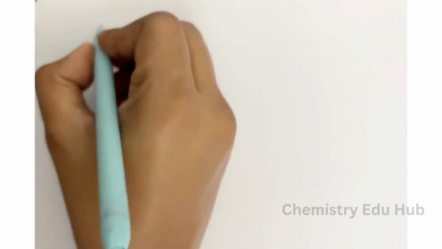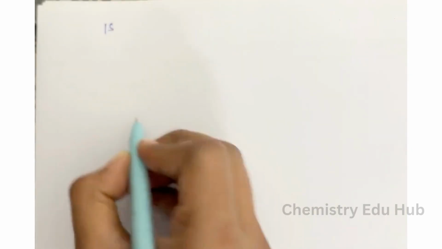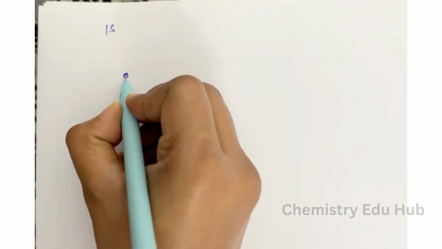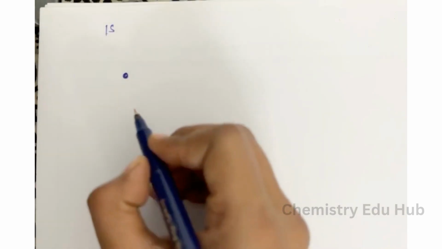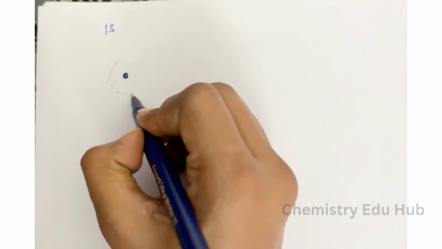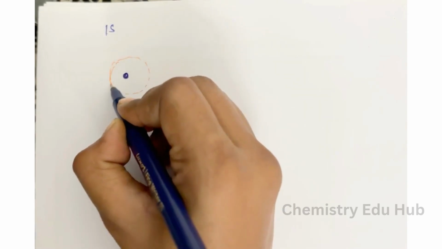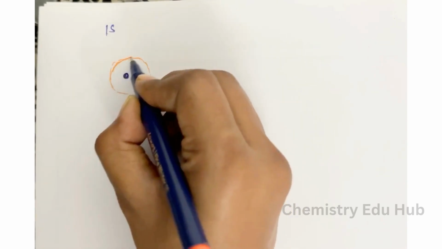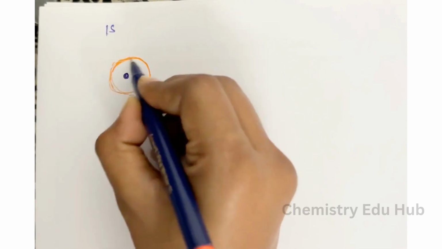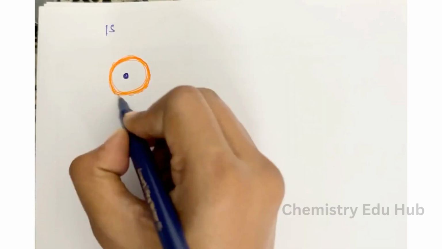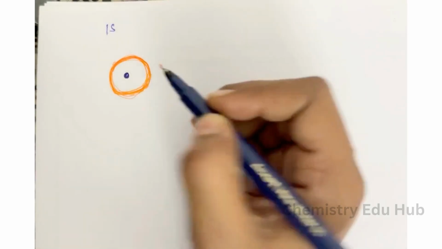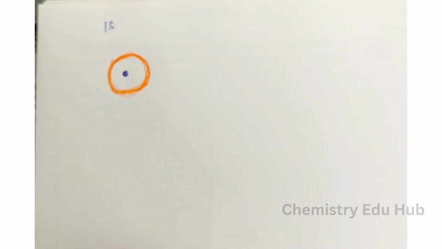For 1s orbital, the electron distribution, if we consider, this is the central nucleus, and around the nucleus you see the region where the probability of finding electron is this. This is the region where you can find the electron up to 95%. This is the shape of 1s orbital.